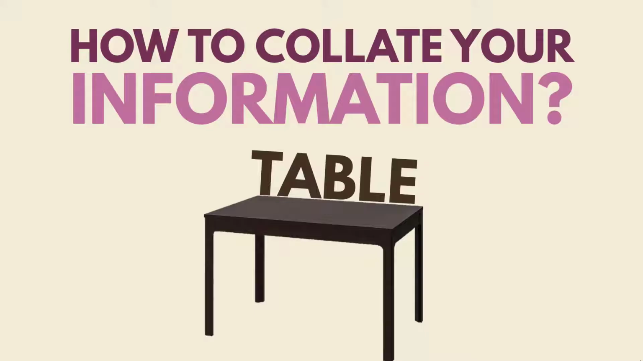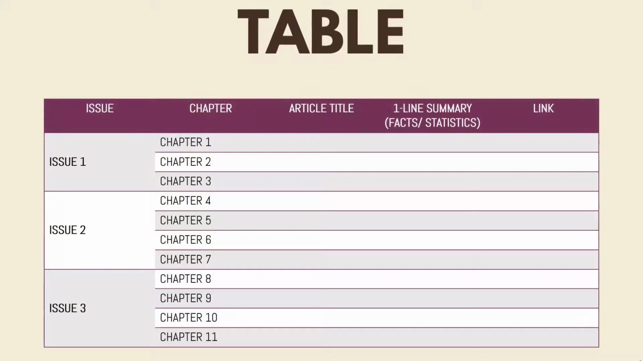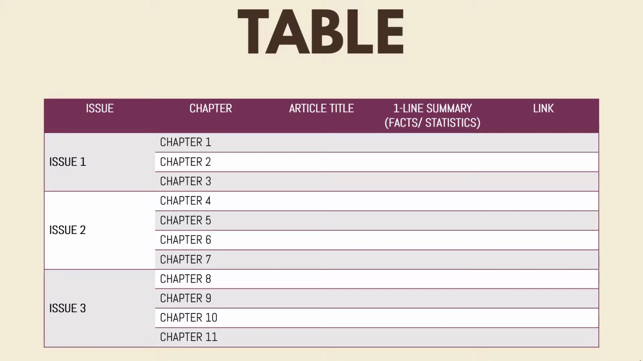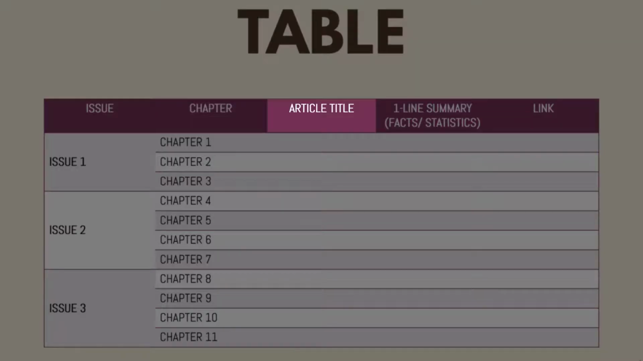How do you collate your information? You can use a table. Well, not really this table, but this table. What do you do with the table? You insert information here. So when you collate the information, it looks like from different issues, issue 1, issue 2, and issue 3. And under each issue, you have different chapters followed by the article title, and you have a one-line summary, which is to summarize the facts and statistics that you can use as a specific example.